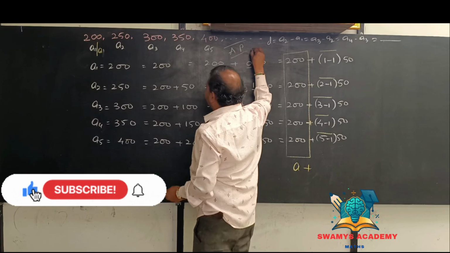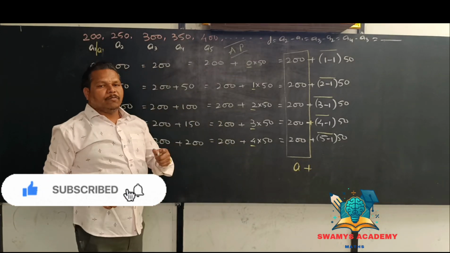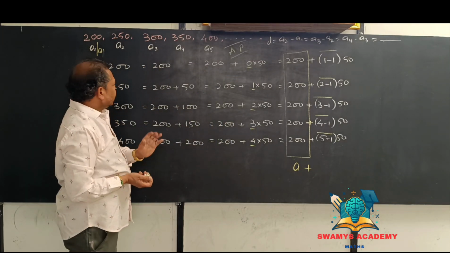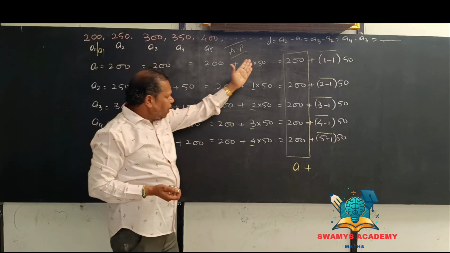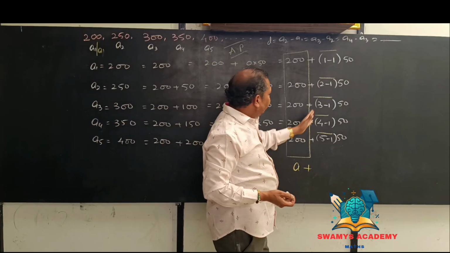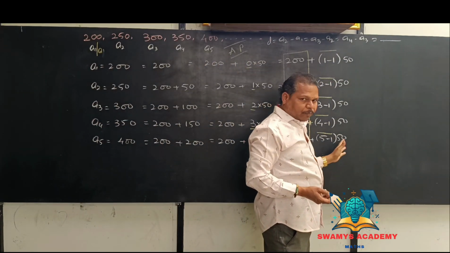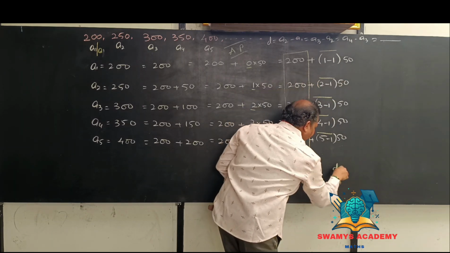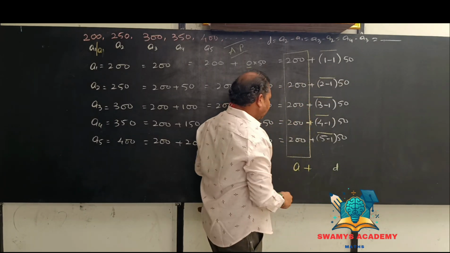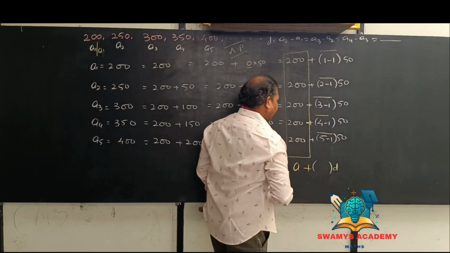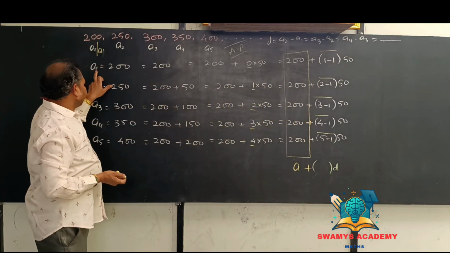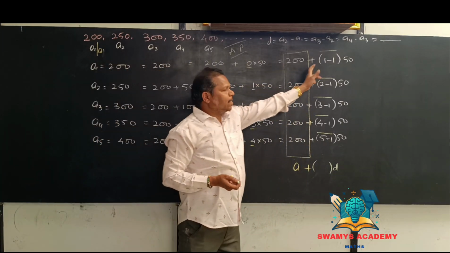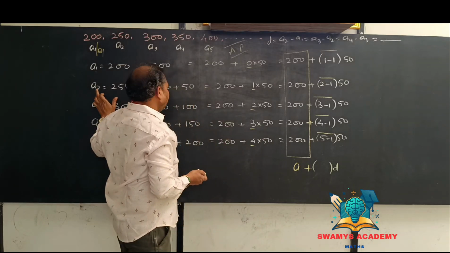In that arithmetic progression, we are finding the nth term. So we got the A value, A value is 200, and we got the common difference D, D value is 50. Next, see here we will come to know. Now here first term 1, so 1 minus 1. Second term 2.